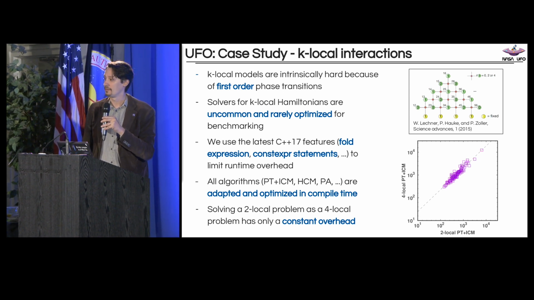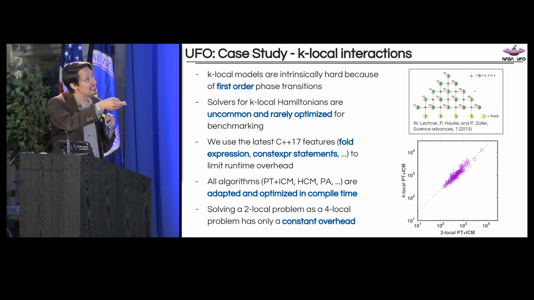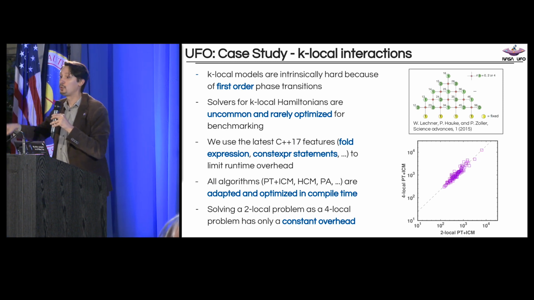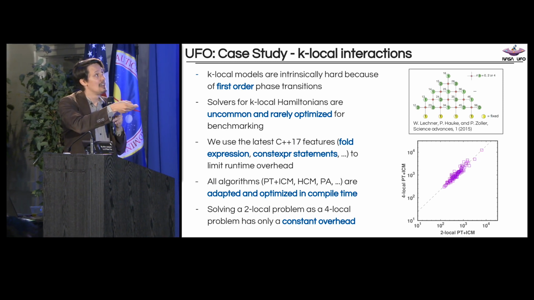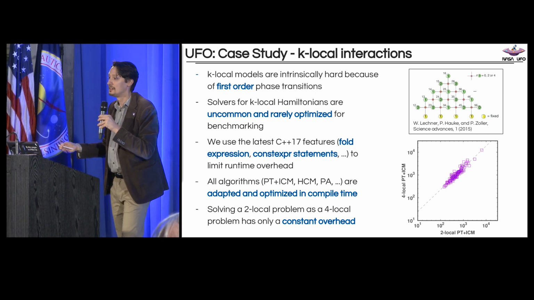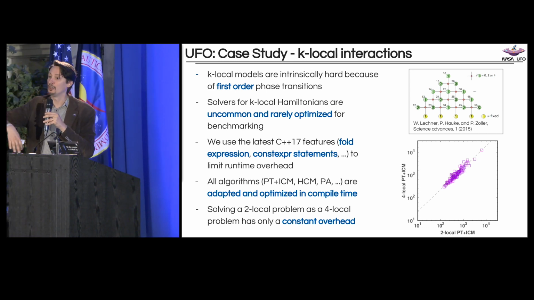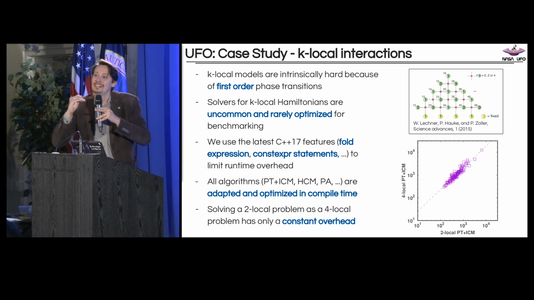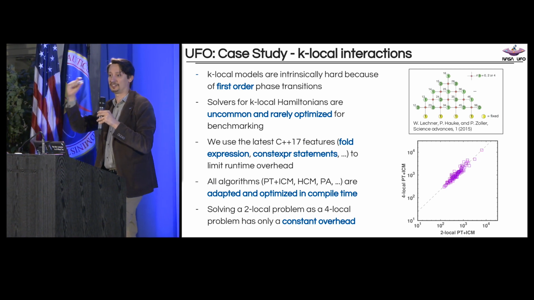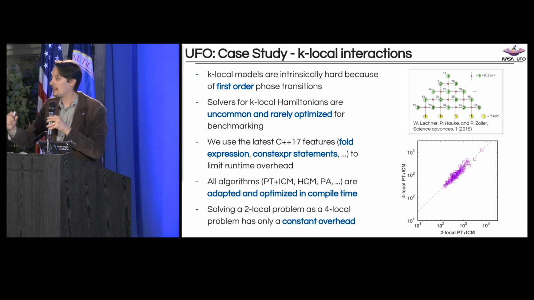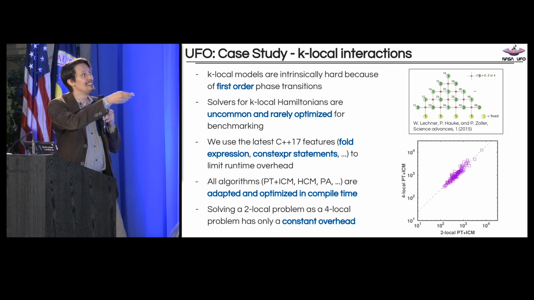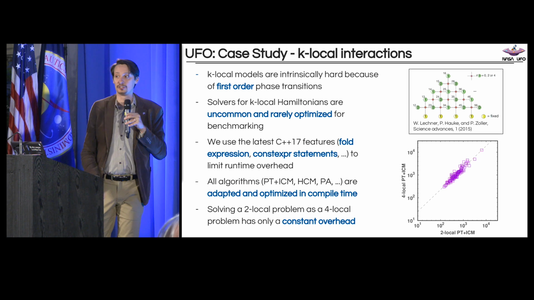And as one can see here, by embedding the 2 local DCL problem to a 4 local problem, practically the only difference is now that I have a constant overhead, which means that embedding these 2 local to a 4 local just gives you a slightly worse result, only worse by a constant, which is impressive, which means that all the work has been done in compile time for the optimization, and therefore the result is just a constant overhead.